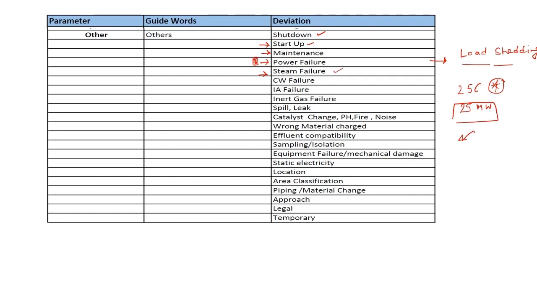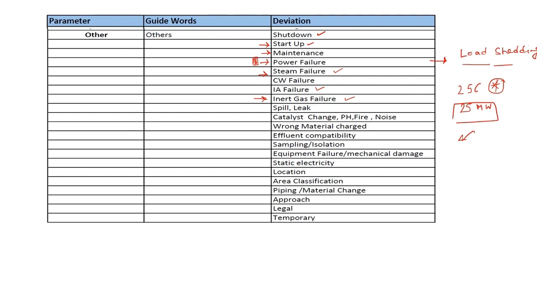CW failure is a cooling water failure. IA failure is the instrument air failure. Then there can be inert gas failure, which can be a case like if your tank is with nitrogen blanketing, right? So nitrogen is an inert gas. The nitrogen blanketing actually covers the whole tank with a safety layer, right? Now, suppose that nitrogen valve got stopped or got closed, or the nitrogen production facility got tripped or something, that will result in inert gas failure.